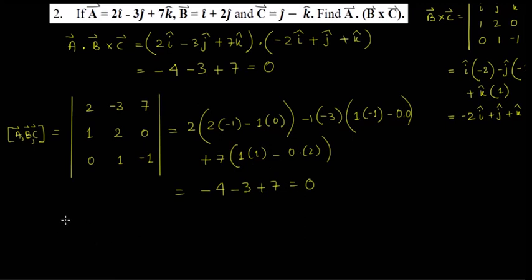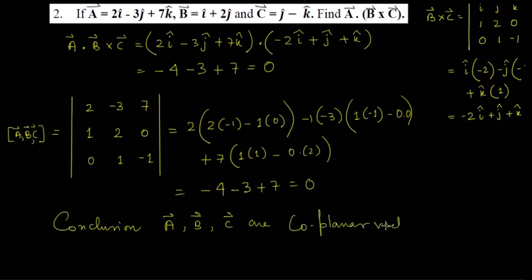So the conclusion: A, B, C are coplanar vectors. You can also do that by showing A plus B equals some scalar constant times C. That you can also do, but I think this is fairly easy.